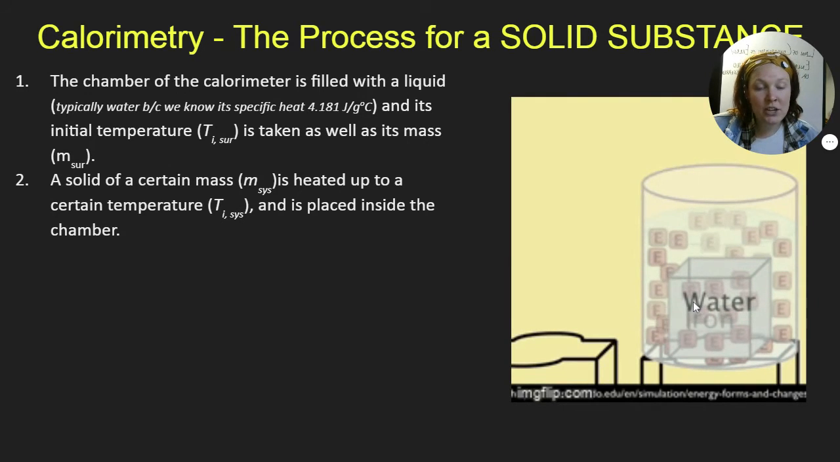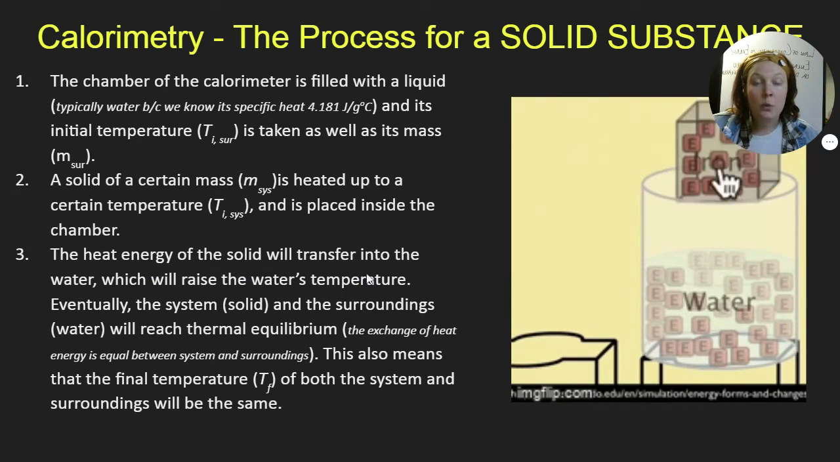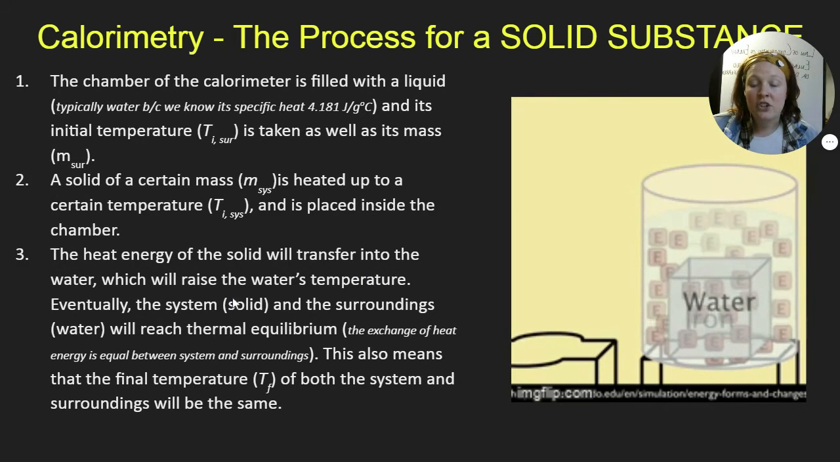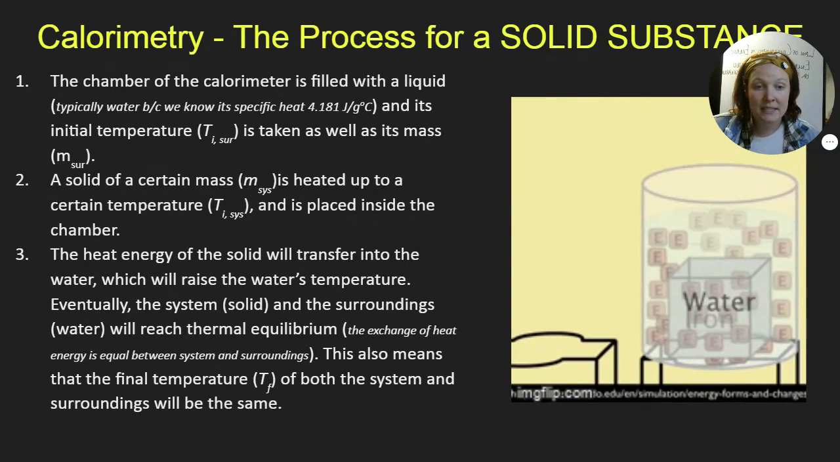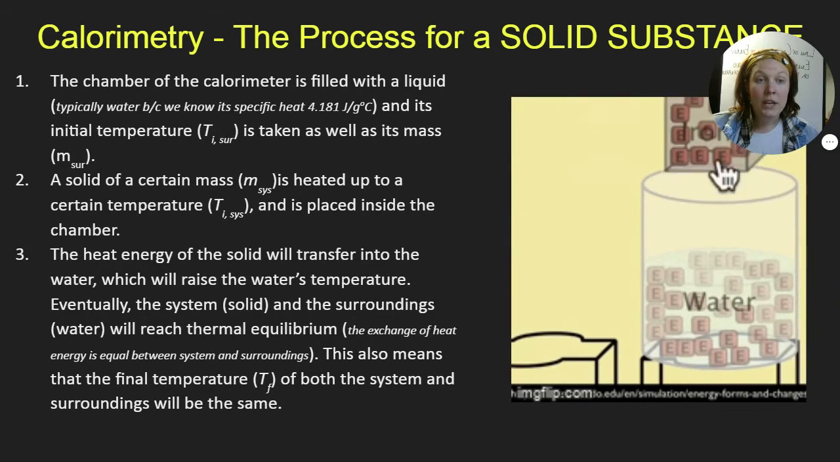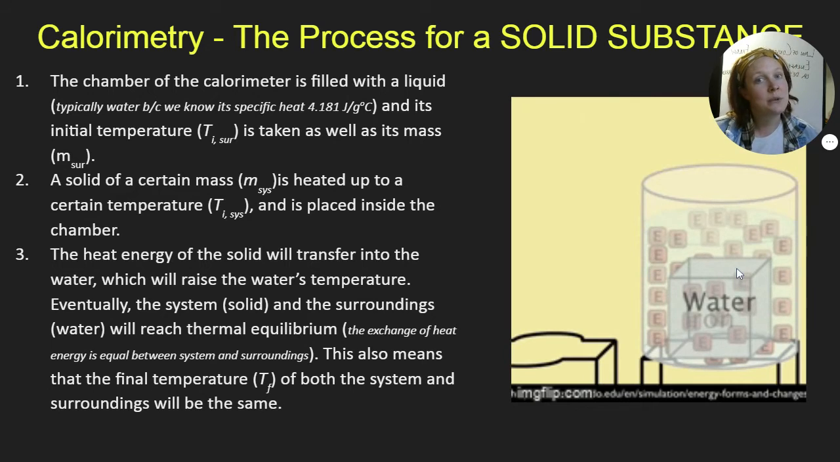Now, as you can see in this picture, we know that the energy from the iron is going to be transferring to the water. So the heat energy of the solid will transfer into the water, which will raise the water's temperature. Eventually, the system and the surroundings are going to reach what's called thermal equilibrium. And this just means that the exchange of heat energy is equal between the system and the surroundings. This is also the point in time when the final temperature of the system and the surroundings are exactly the same. We can use this information to help us calculate the specific heat of this metal and eventually use the specific heat to help us identify that metal.